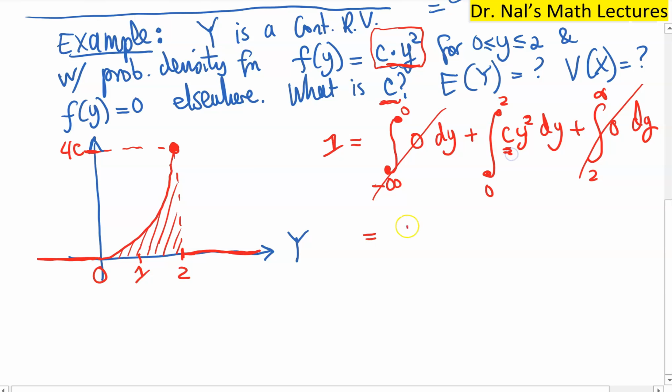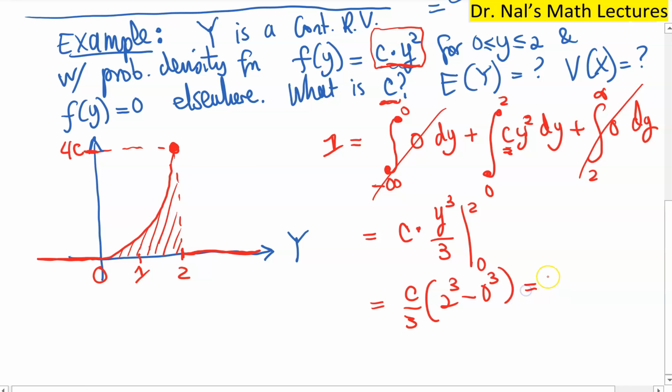The c will come out of the integration, times the integral of y squared, which is y cubed over 3, and we plug in 0 and 2. Let me factor out the c over 3. Plugging in 2, we get 2 cubed, minus plugging in 0, we get 0 cubed. Finally, this is 8 over 3 times c. We need to make sure this is equal to 1. Therefore, because it's equal to 1, c is equal to 3 over 8.